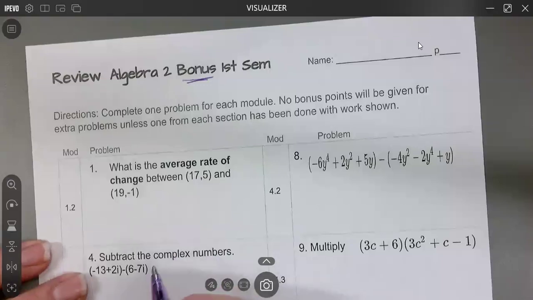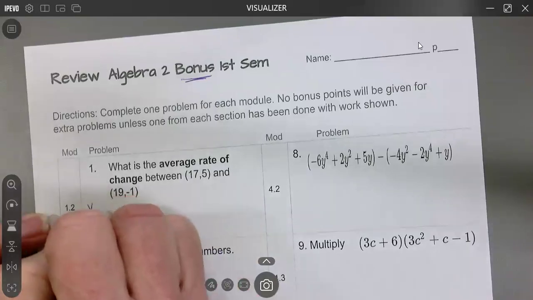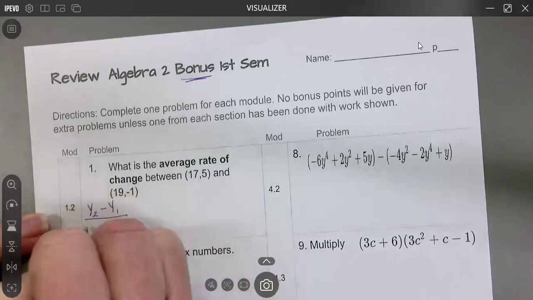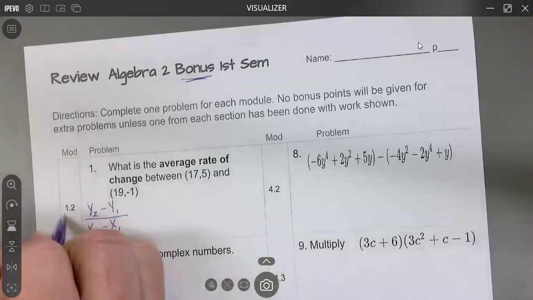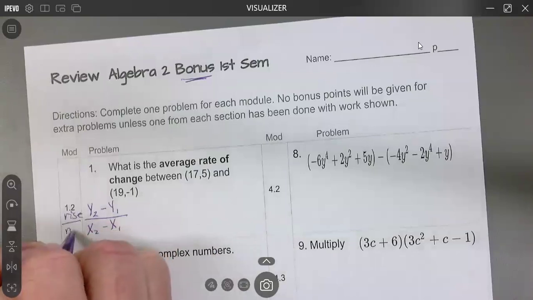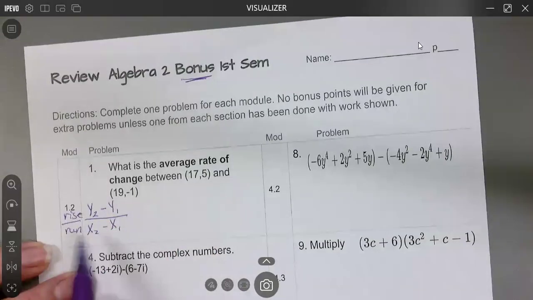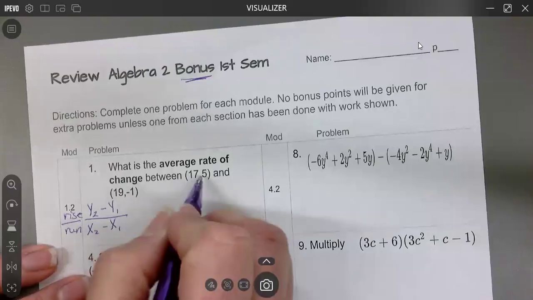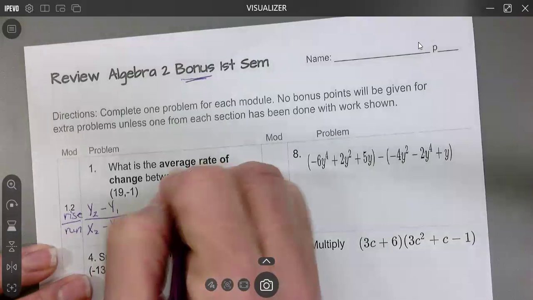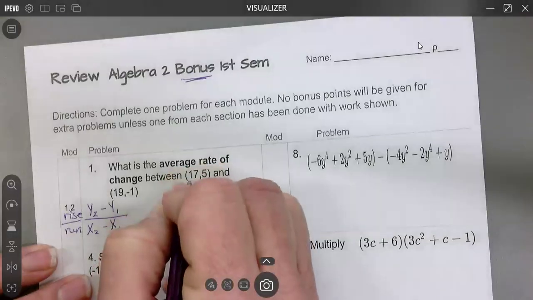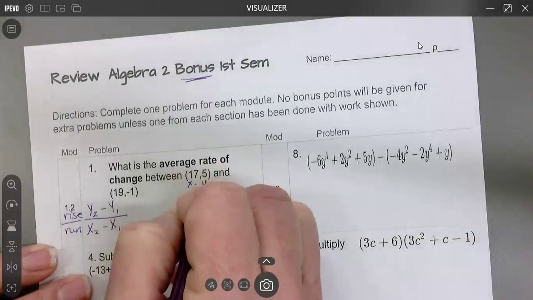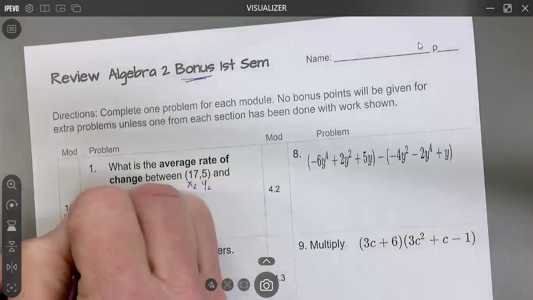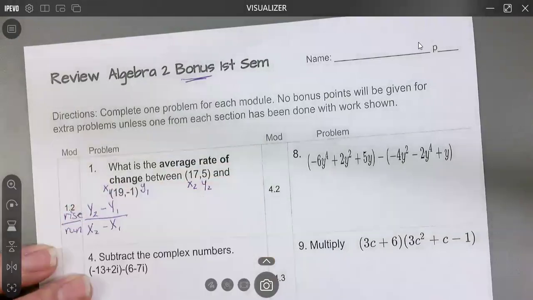So you have to remember that the average rate of change formula is y sub 2 minus y sub 1 over x sub 2 minus x sub 1. Because basically it is comparing the rise over the run. So the change in y over the change in x. So then we need to label these. So I'm going to call this one x2, y2, and I'm going to call this one x sub 1, y sub 1. It doesn't matter which way you name them.